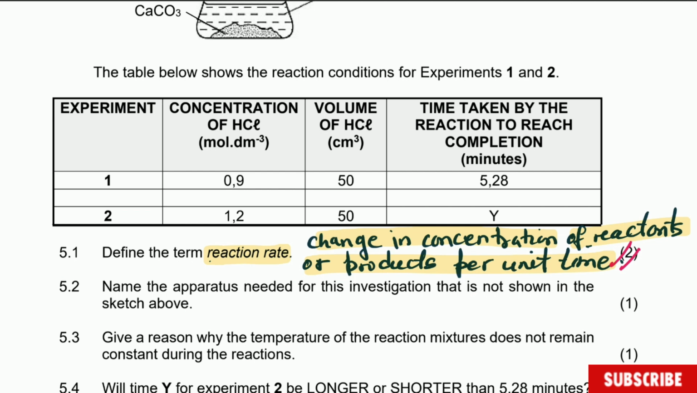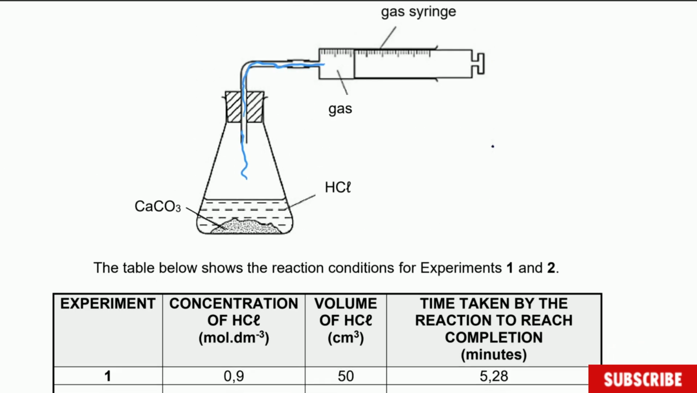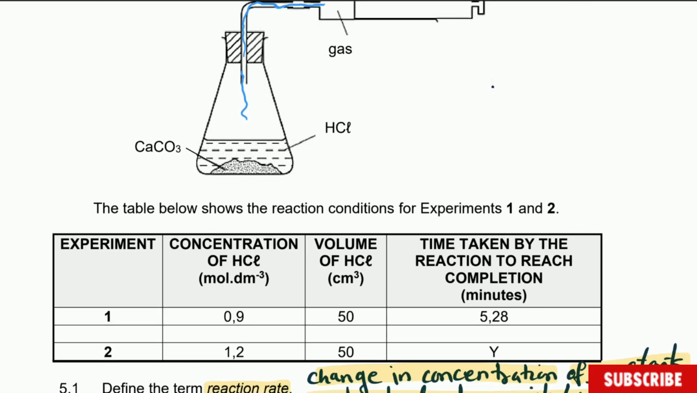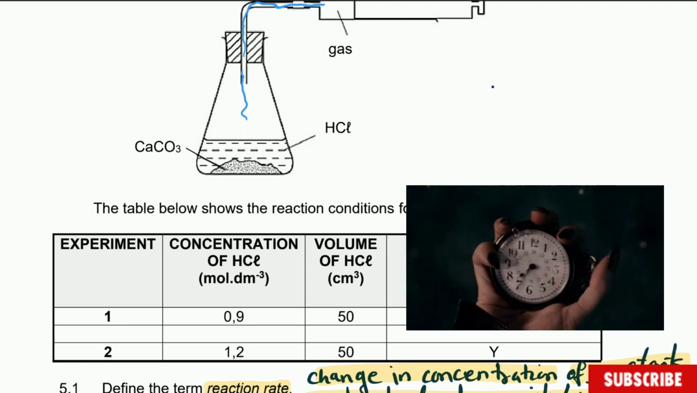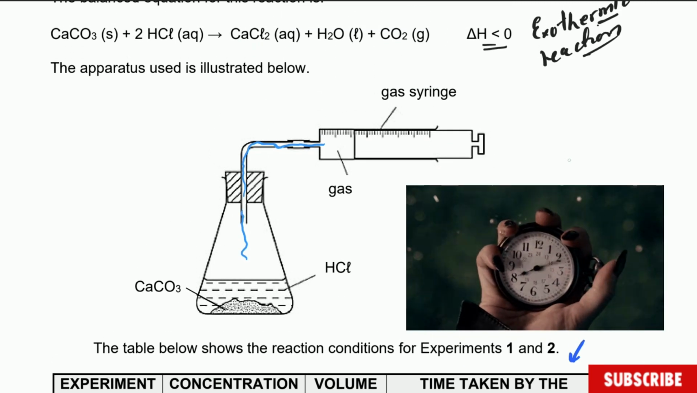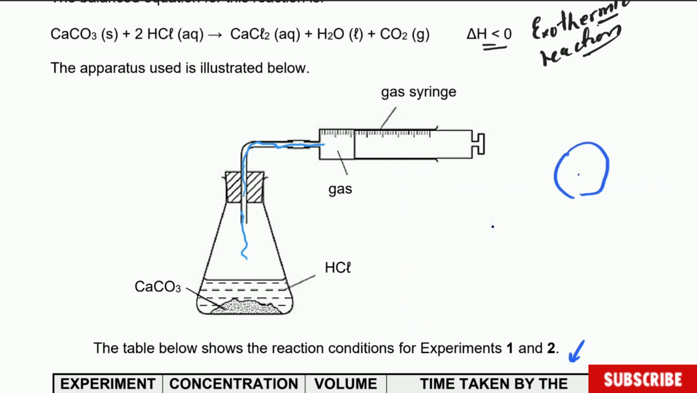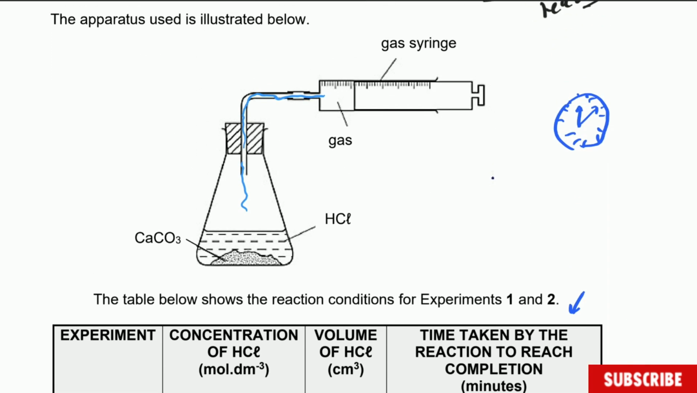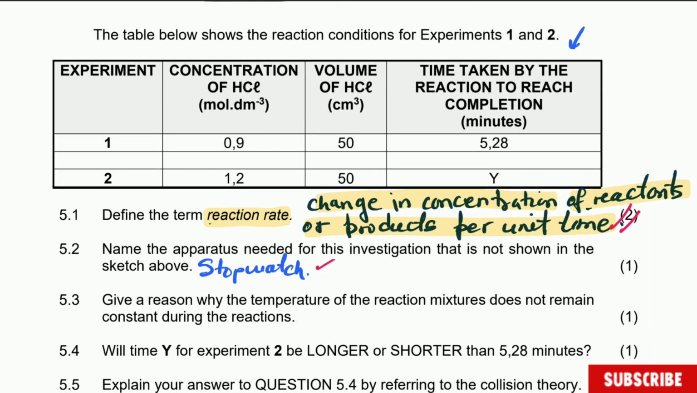Name the apparatus needed for this investigation that is not shown in the sketch above. Alright, so let's go to the sketch, and there is something important that we cannot see. We are taking the time, however, you don't see here a stopwatch. A stopwatch is important. It should be somewhere here. Let's say this one is the stopwatch. I'm not good at painting, but this one is a stopwatch. So the instrument that is not there and is needed is the stopwatch. It's quite simple, however, it could trick you because you don't see it there. A stopwatch is needed, guys. Otherwise, how are you going to measure the time?